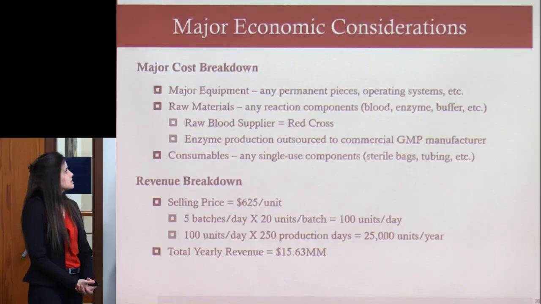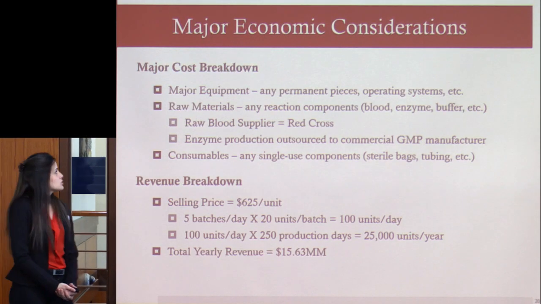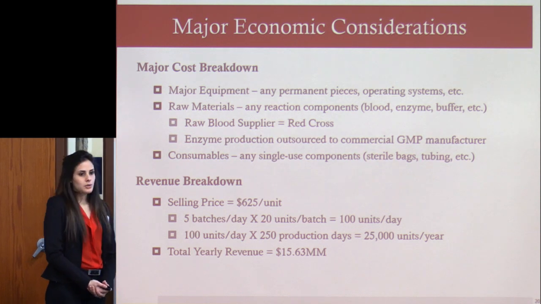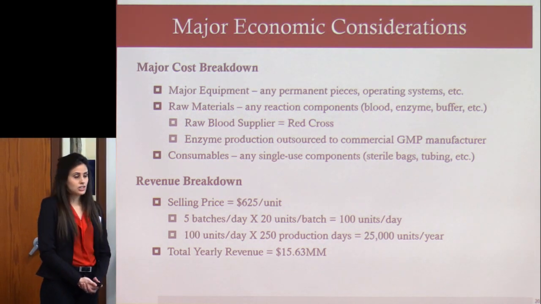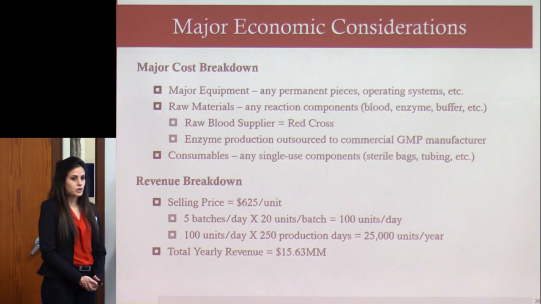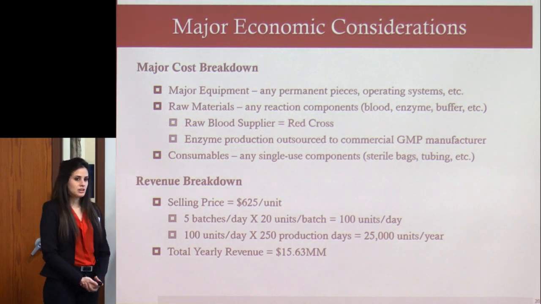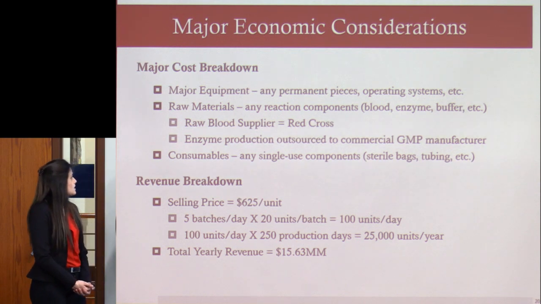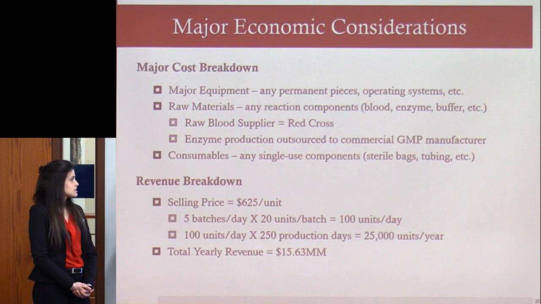So to give you an overview, the major cost breakdown. So we have our major equipment, and that's any of our permanent pieces. We have our raw materials, which that's any of the reaction components. We're getting, like we mentioned, our blood from the Red Cross, and then for the enzyme, we're going to be outsourcing it and getting it from a commercial GMP manufacturer. And then also we're looking at the cost of the consumables, which is any of the single-use components.